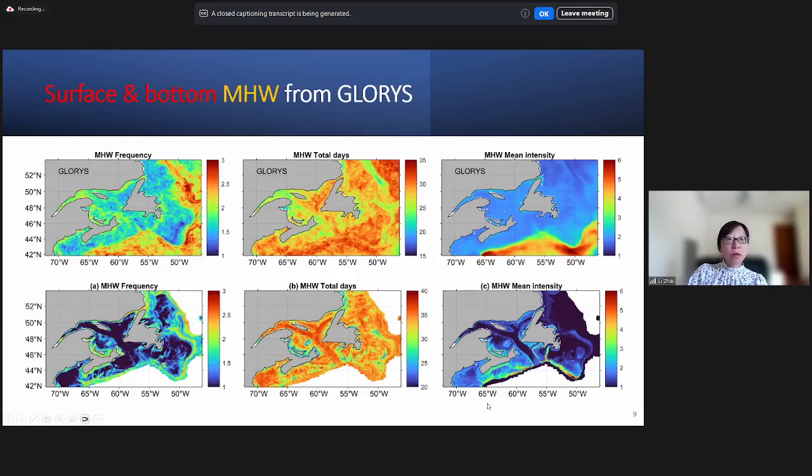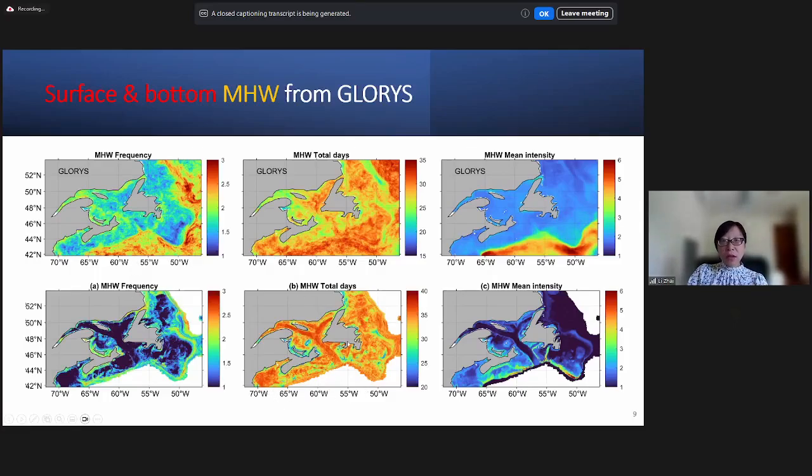So the bottom three panels show the bottom marine heat waves. This one shows you the frequency, and you can see the spatial distribution of the bottom marine heat wave frequency is strongly affected by the local bathymetry. For example, in the deep basins, such as Emerald Basin on the Scotian Shelf, and deep channels, such as the Laurentian Channel, marine heat waves occur less frequently compared to the surface marine heat waves.